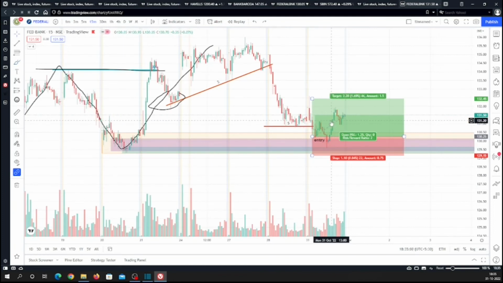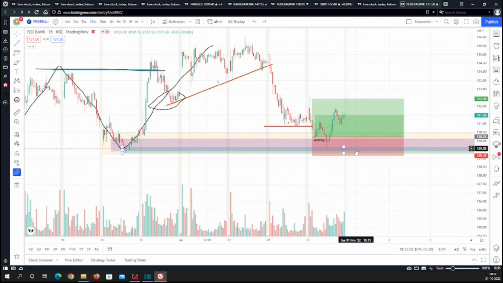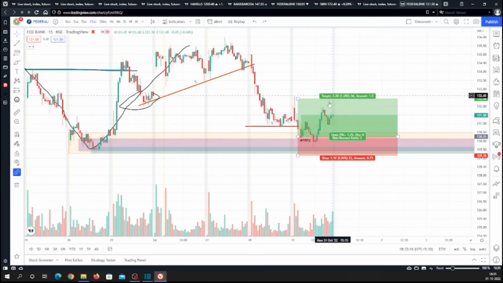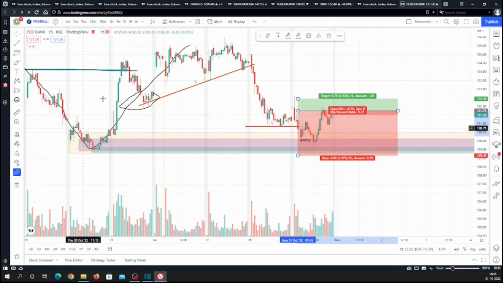Since when I entered based on our 1 hour order block, my stop loss was around 0.84 percent. And when compared to the Federal Bank movement every day, it is pretty low. So that is the reason I entered at the 1 hour order block. If the stop loss was pretty huge and this order block was a pretty big region, I might not have entered in this region. I might have waited for the 30-minute order block or 15-minute order block.